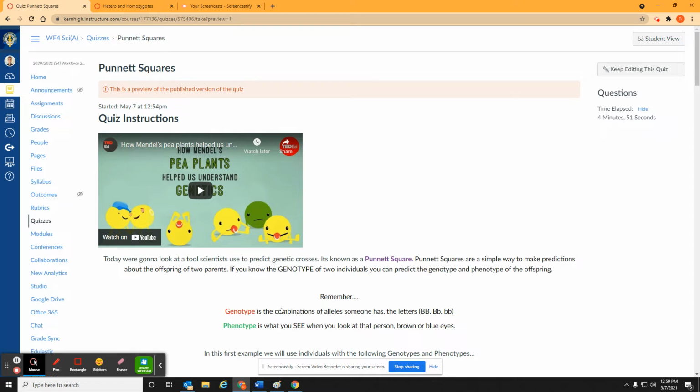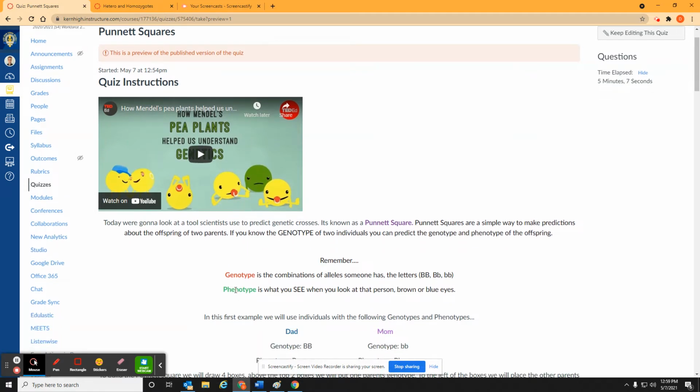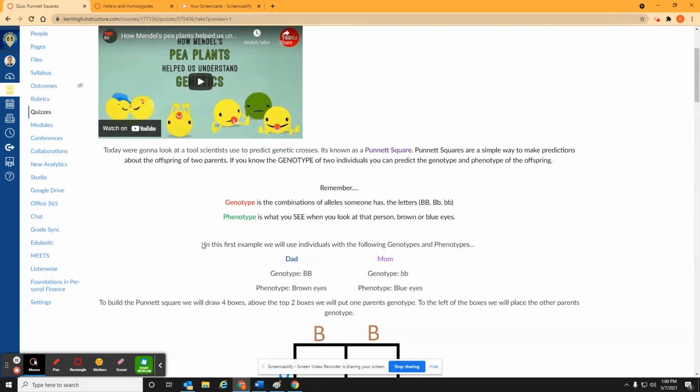Remember, genotype is the combination of alleles, so it's your actual genetics. Capital B being dominant, lowercase b being recessive. We have the combinations double capital, double lowercase, or a mix of both, capital and lowercase. Those are genotypes, whereas phenotypes are what you see, right? Things like when I look at you, do you have brown eyes or blue eyes, curly hair or straight hair? Those are your phenotypes.